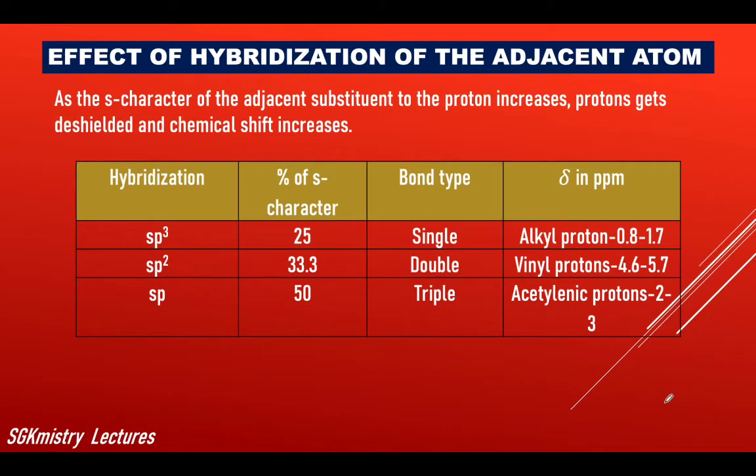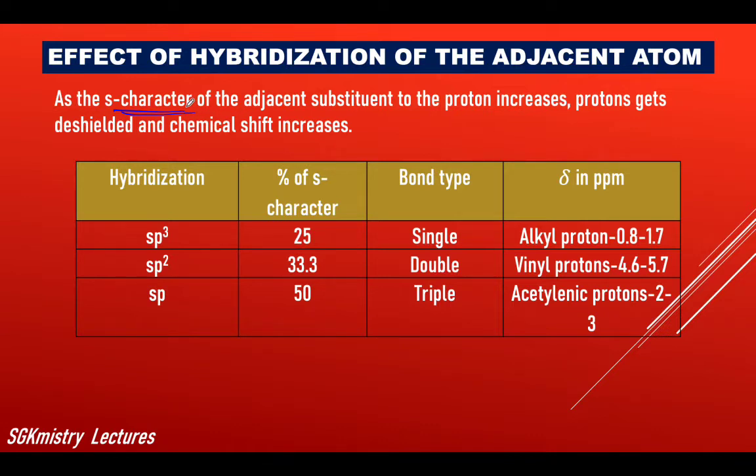Next is the effect of hybridization. As I've already told, there are three different factors which affect the chemical shift. One is the electronegativity of the adjacent atoms, then the hybridization of the adjacent atom, and then the anisotropic effect. So here we have to just remember, in hybridization of the adjacent atom, the S character. Whenever we are speaking about the neighboring atom, we have to see what its hybridization is, whether sp3, sp2 or sp, and what is the percentage of S character in that particular hybrid orbital.